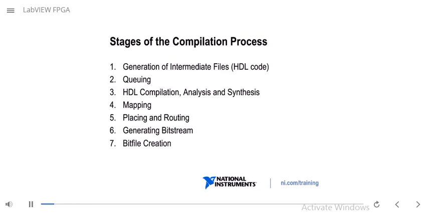The next step is mapping. During mapping, the compile worker divides application logic between the physical building blocks on the FPGA. Next, we have placing and routing. The compile worker assigns the logic to physical building blocks on the FPGA and routes the connections between the logic blocks to meet the space or timing constraints of the compilation. After that, we'll get to generating the bit stream, and this is where the compile worker creates binary data that LabVIEW saves inside a bit file. And then lastly, we've got the bit file creation. This is where LabVIEW saves the bit file in a subdirectory of the project directory, and from there you can either download or run that application on the FPGA.